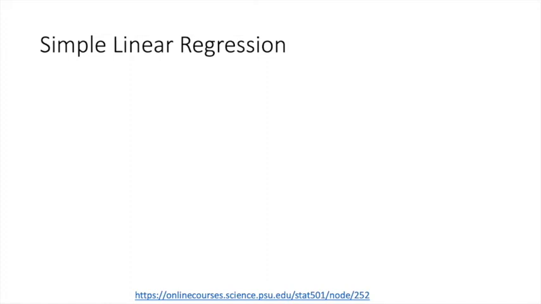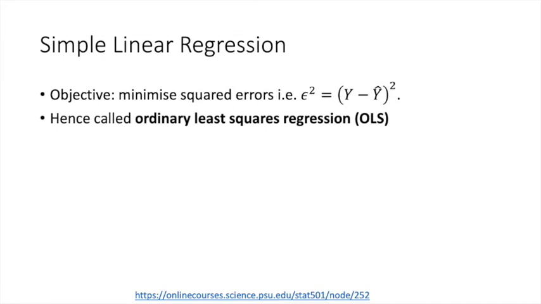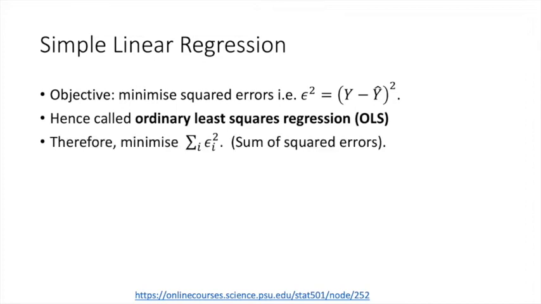Now, simple linear regression or even multiple linear regression both have the same objective. They each minimize the squared errors between the regression estimate y hat and the actual data y. Hence, this process is called ordinary least squares regression or OLS. In essence, the sum of all the squared errors across all the data points is minimized. This process finds us the best line. It is also called the best fit line.